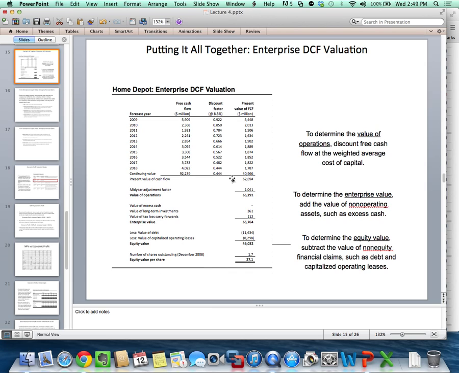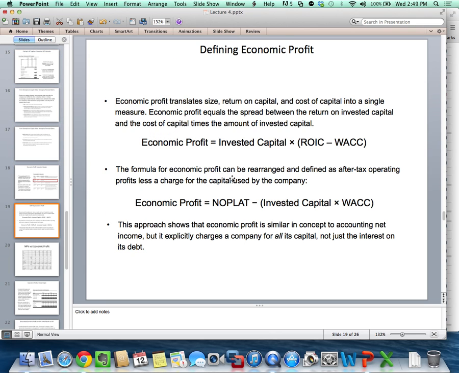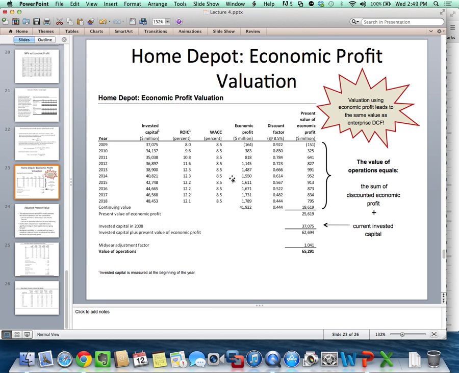Now, methodology number 2. Skip. You can read about this in the book. Method number 2 is the economic profit valuation methodology. What's different about the discounted economic profit methodology from the discounted cash flow is that everything from operating value below is the same. What's different is how they calculate operating value.